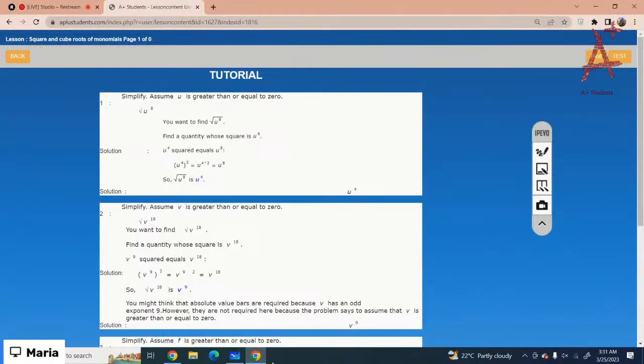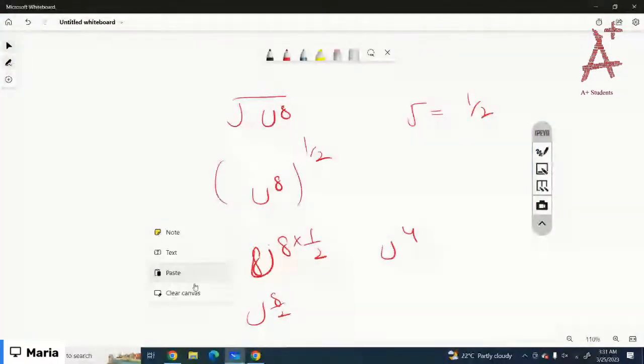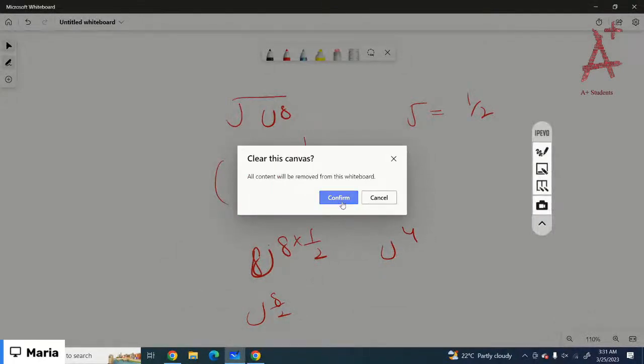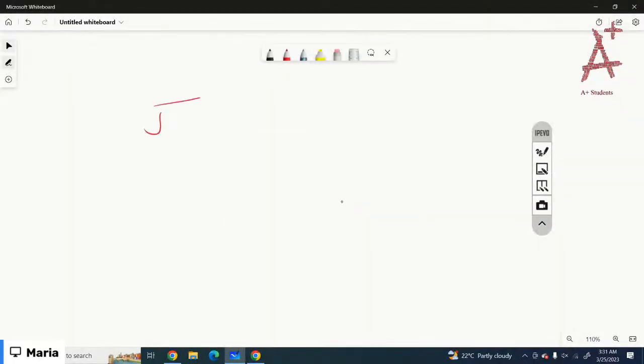The next one is square root v exponent 18. Got it? So square root equals half. Just replace the square root with half. It will be v exponent 18, and for square root it is half. Got it?